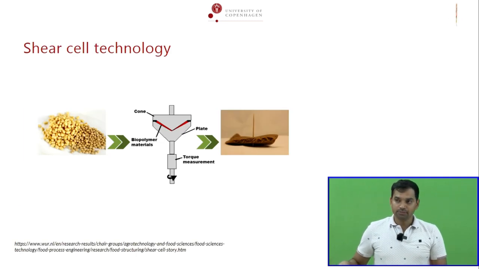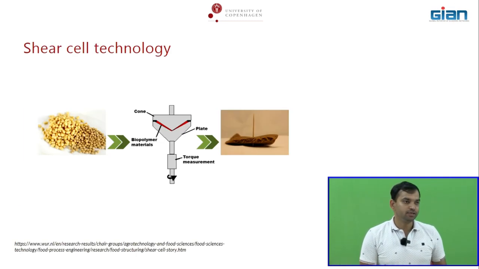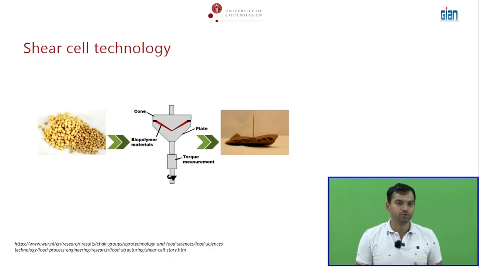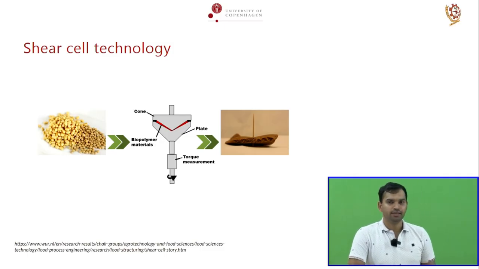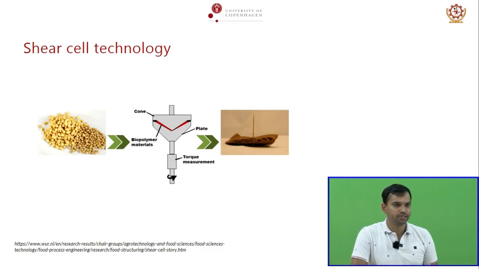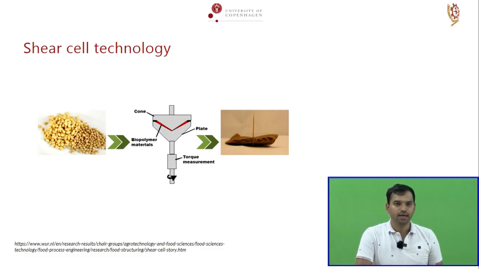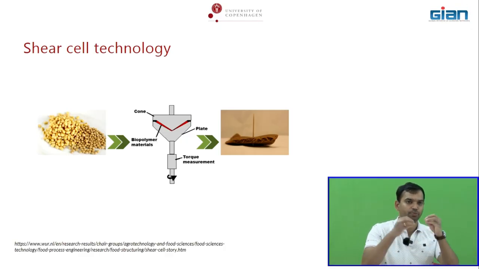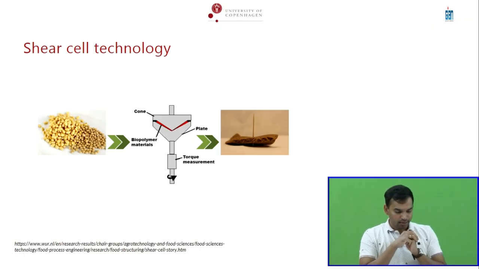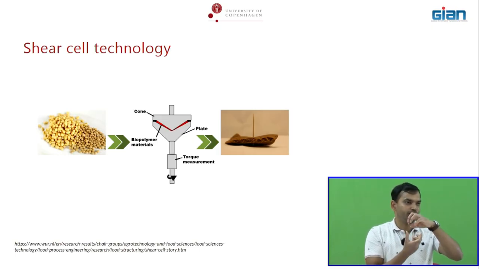Now I'll go to the last part of today's lecture. Similar to high moisture extrusion, we have another technology called shear cell technology. It's somewhat new, I would say, not available everywhere. I did not see a lot of articles on this one. It does a very similar job to high moisture extrusion. It also creates anisotropic fibrous structures using a different mechanical phenomenon.